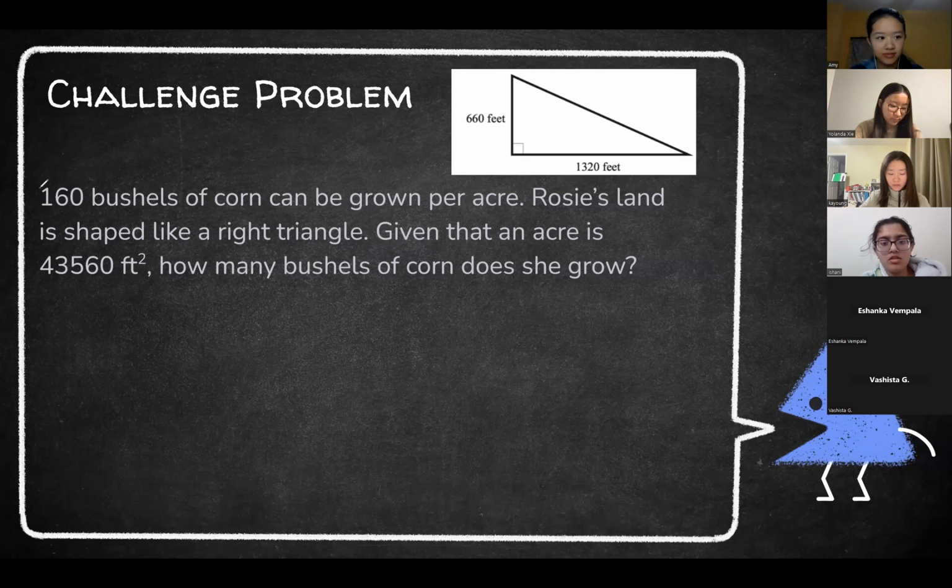Okay, I'm going to just repeat the question again for any of you. And then I'll give you all like a minute and then I'll go over it. 160 bushels of corn can be grown per acre, and Rosie's land is shaped like a right triangle. Given that an acre is 43,560 feet squared, how many bushels of corn can she grow?